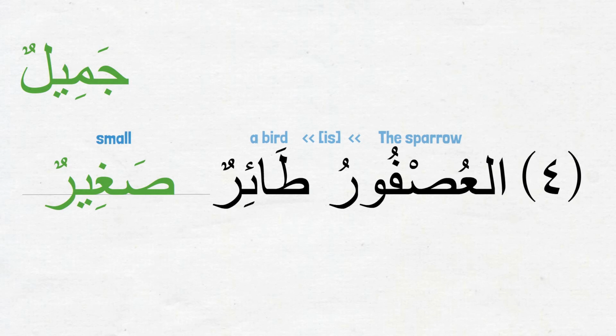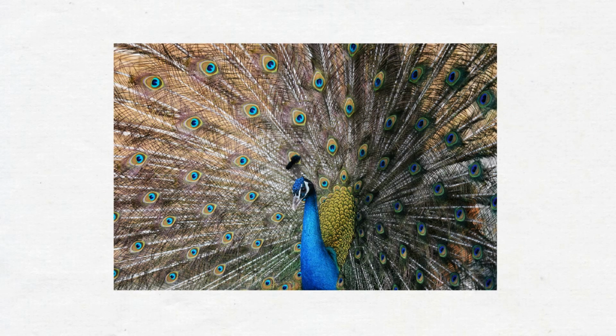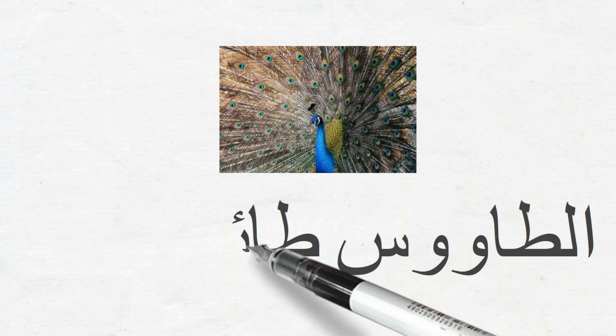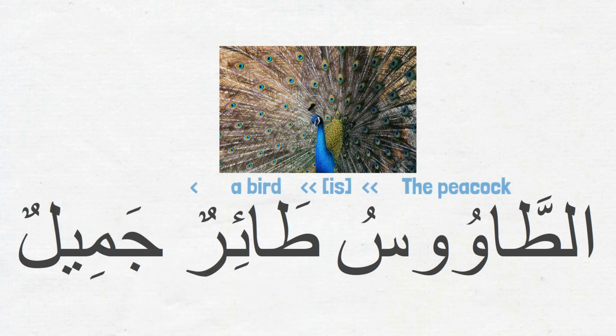Actually, we can say at-tawusu ta'irun jamilun. The peacock is a beautiful bird, if you have seen one of those peacocks displaying its train or tail feathers like this. Why don't we write down this sentence here? At-tawusu ta'irun jamilun. The peacock is a beautiful bird.